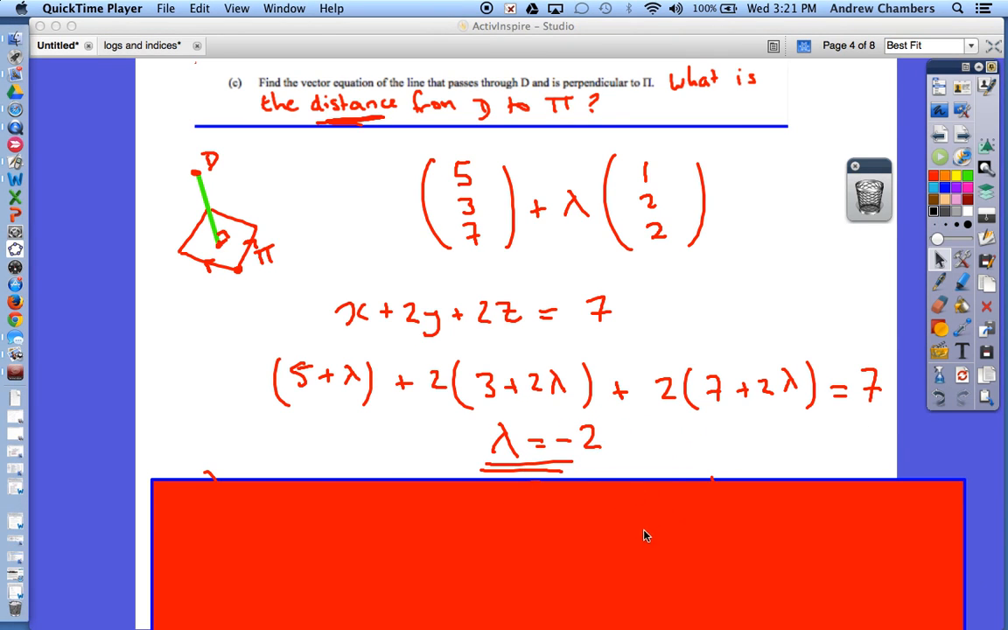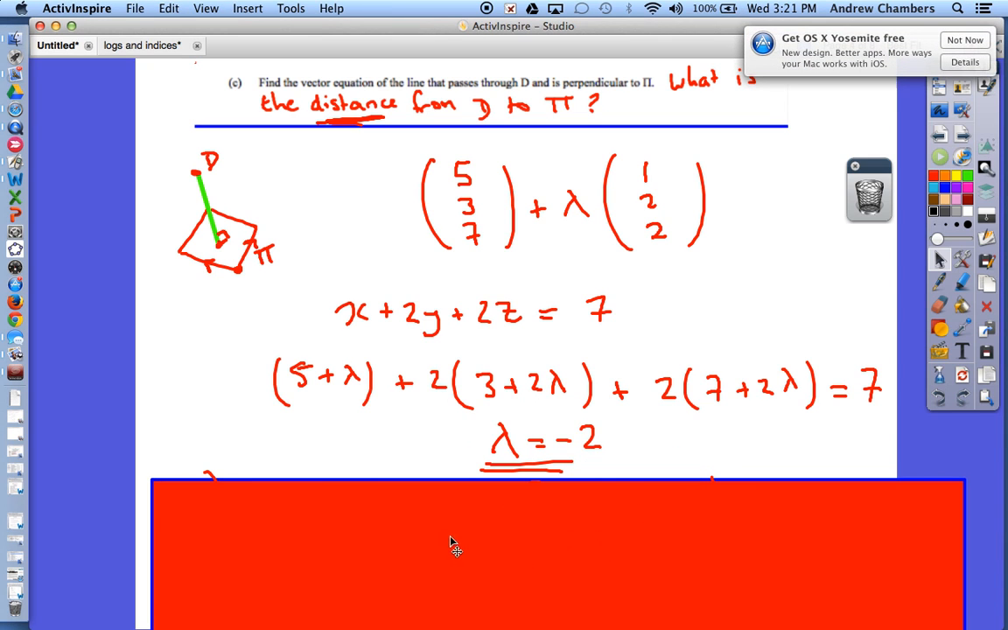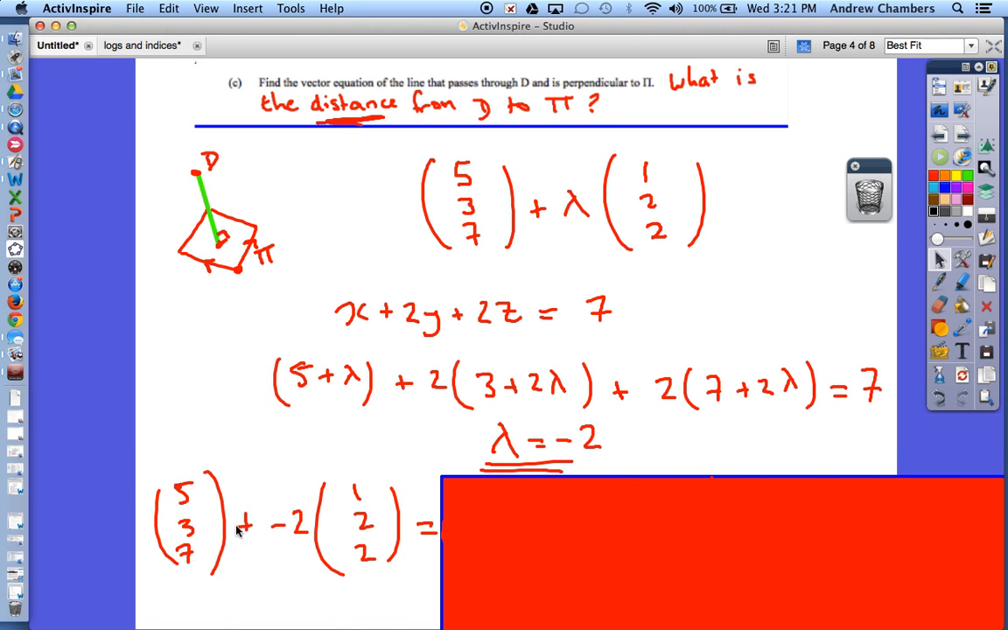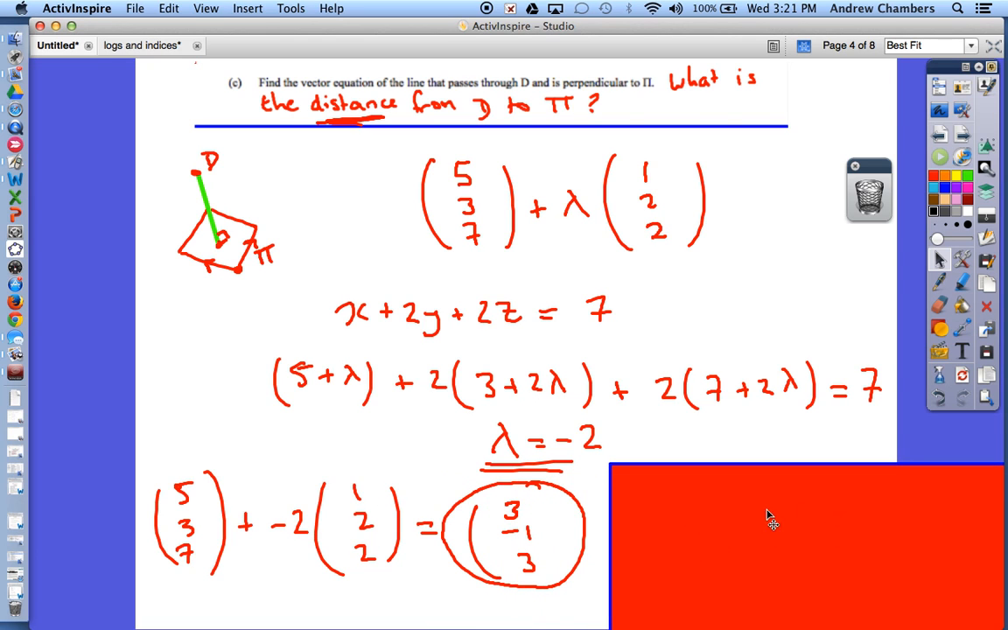Now that I know that lambda is -2, the next thing I need to do is work out where this line actually intersects with the plane. If I put lambda equals -2 straight into this expression, 5, 3, 7 plus -2 times 1, 2, 2, I end up with 3, -1, 3. That is the point where the line intersects with the plane. So now I've got the two points: the point D and the new point of intersection. And I've got to find the distance between those two points.